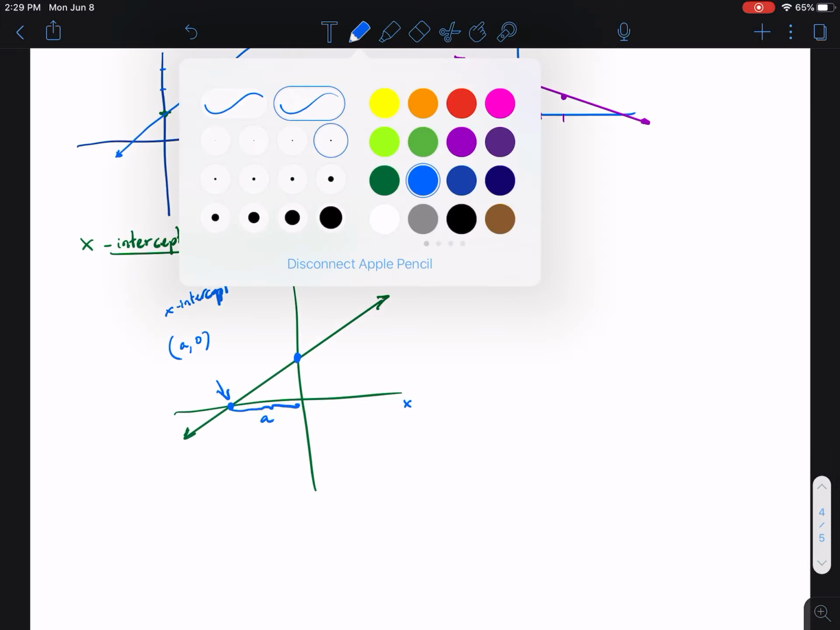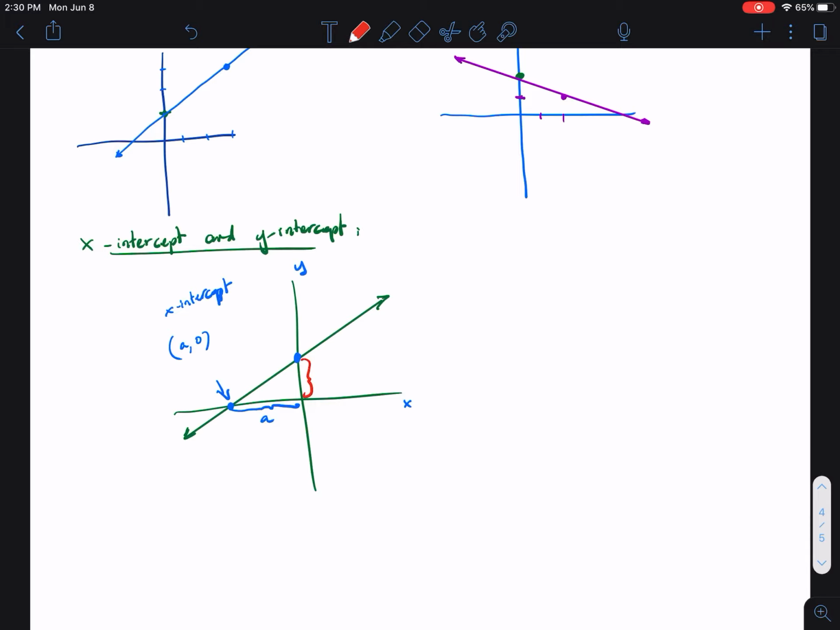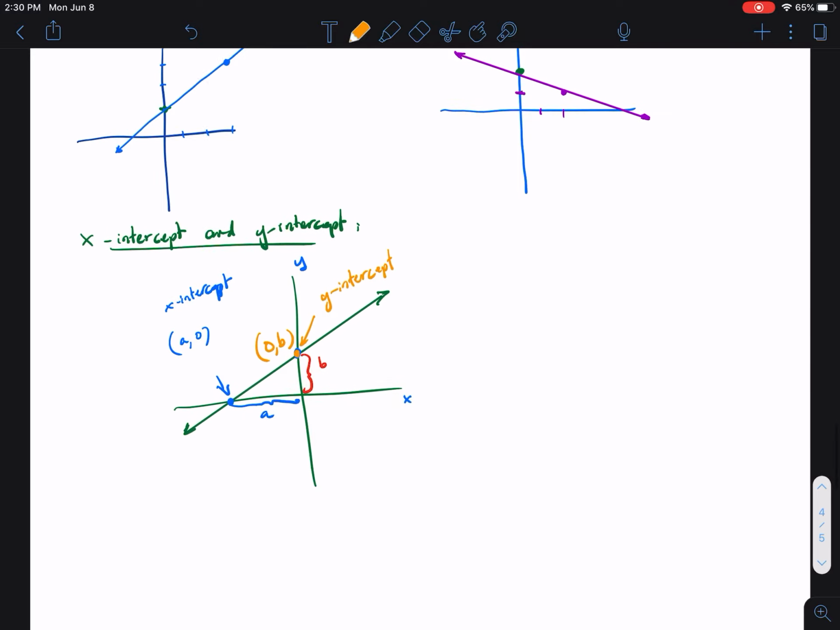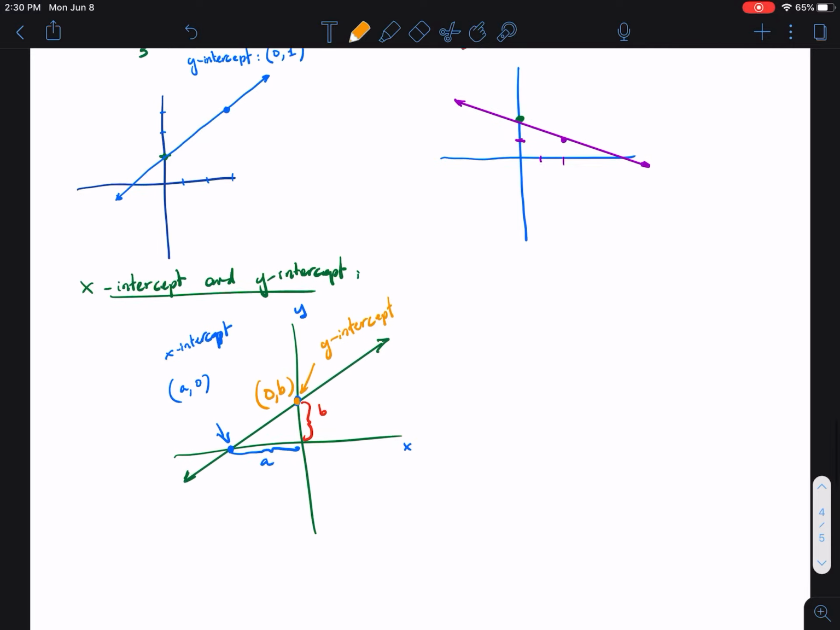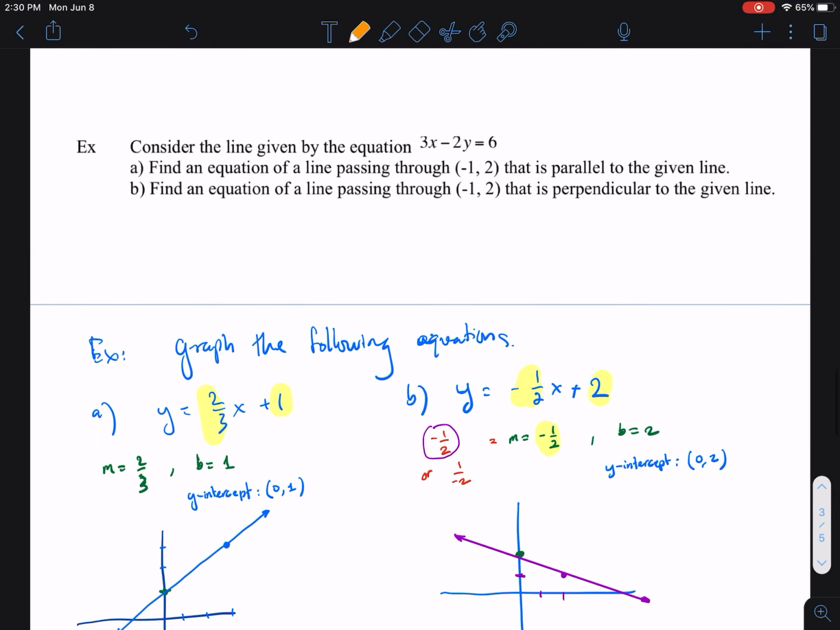And let's call this vertical distance here b. Then that point for the y-intercept, this point right there is the y-intercept. It's the point where the line intersects the y-axis. So we can say that point there will have the coordinate of, in this point here, there's no unit distance on the x. X is going to be 0. So (0, b), whatever the b coordinate is. Okay, so those are the two concepts we're going to use to graph lines much quicker if it's not in slope-intercept form. So suppose we're looking at this problem here.